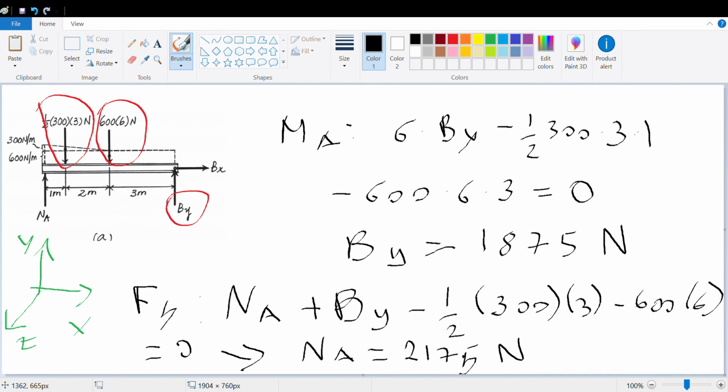In order to find the Bx, we'll have to solve the equilibrium on X, but that's basically trivial because the only force acting on X is Bx, so the equilibrium will be basically just saying Bx is equal to 0. So the reaction of the pin in B is all vertical, and that's because all the forces acting on my system are vertical.